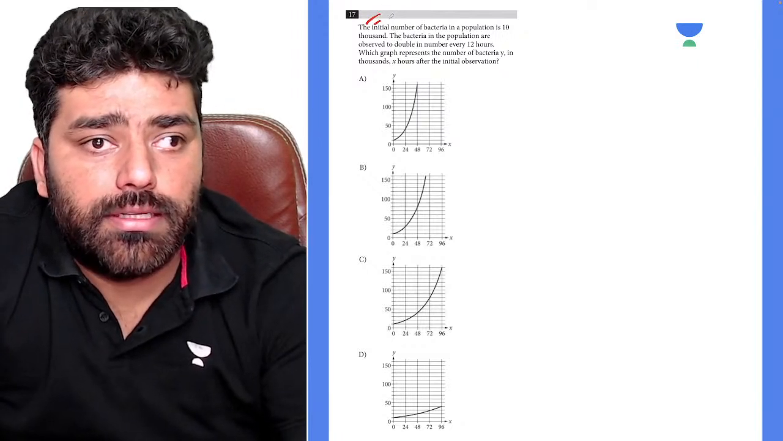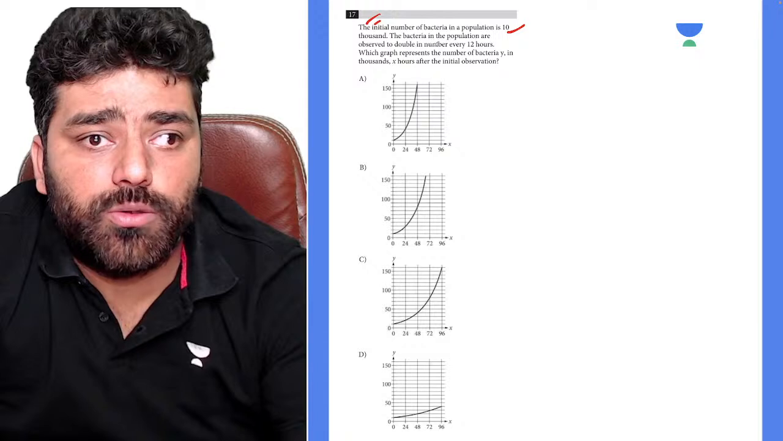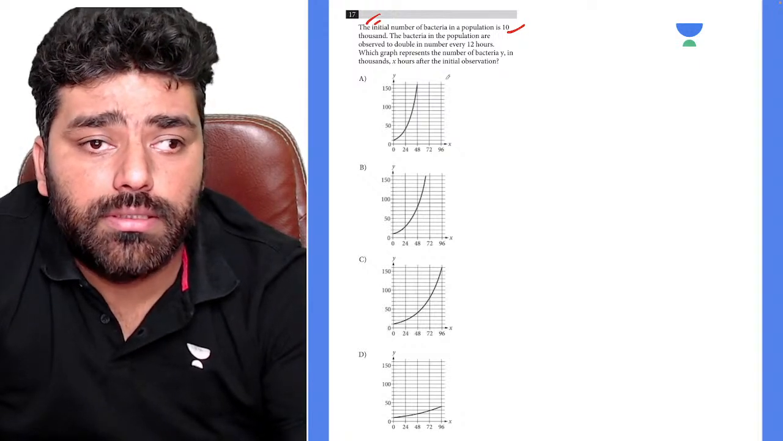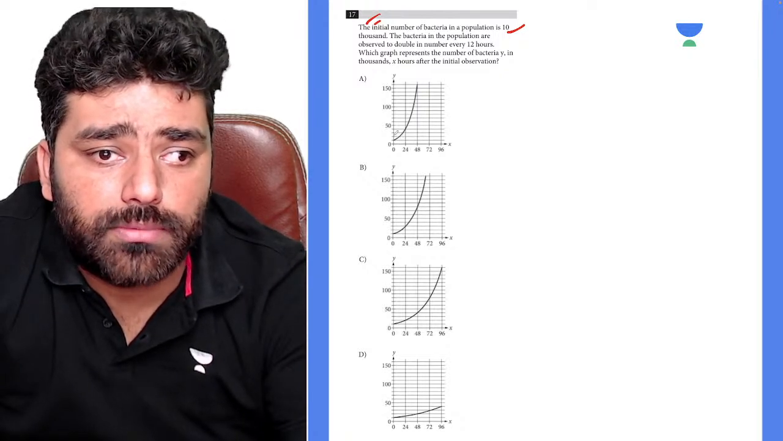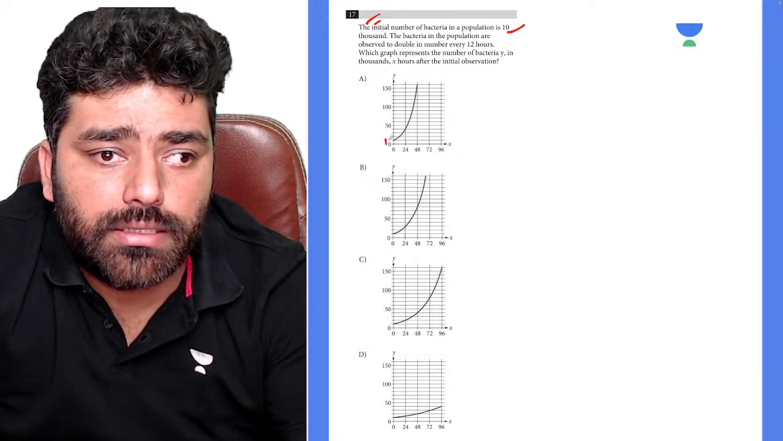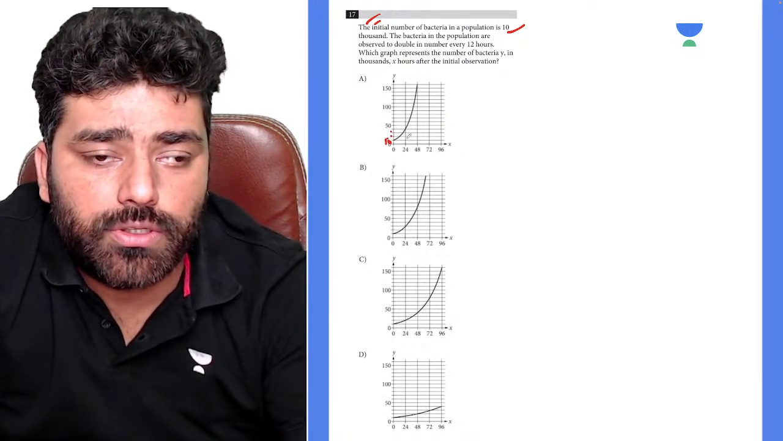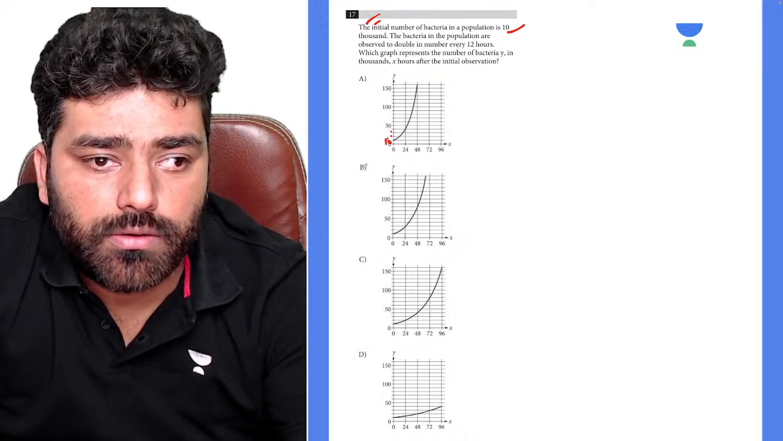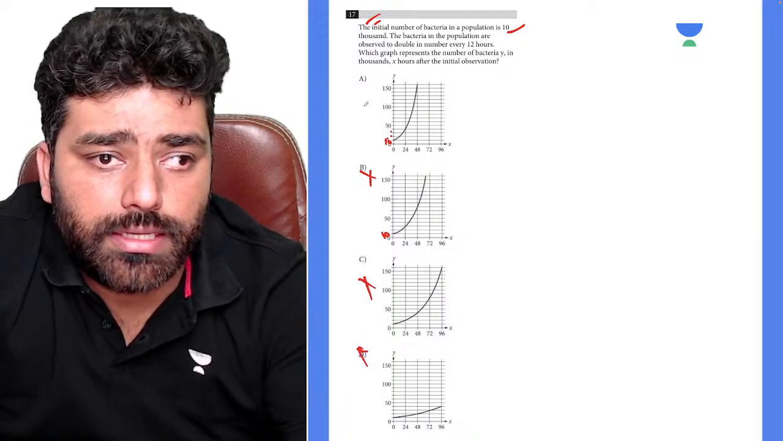Okay, question number 17. The initial number of bacteria in the population is 10,000. The bacteria in the population are observed to double every 12 hours. Which graph there? Double every 12 hours, so from 0 to 24, it should be 4 times. And it was 10,000 initially. So let's say 10, 20, 30, 40. So it's going to be 4, yes. No, B is not the answer. B is 10. No, this is not the answer. So A is the answer, right?